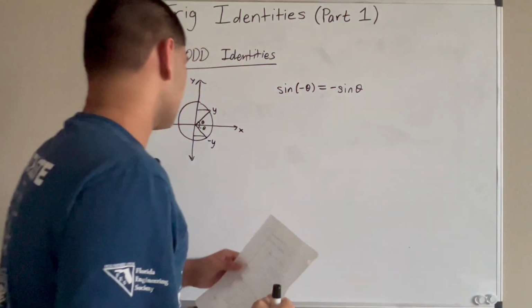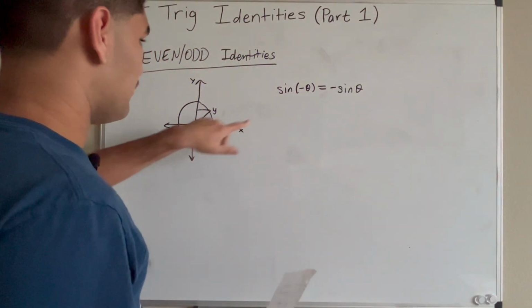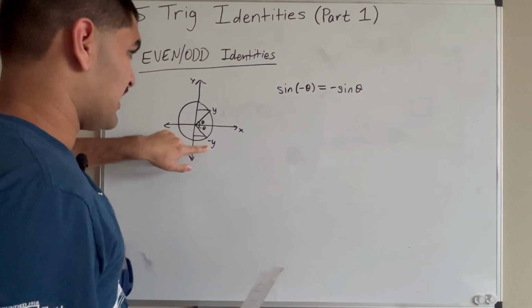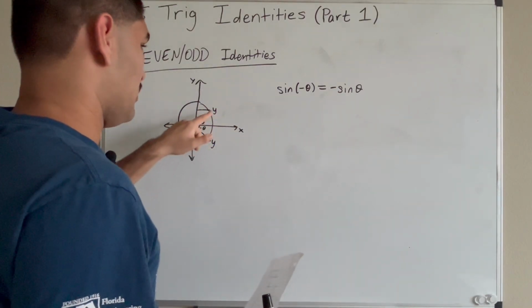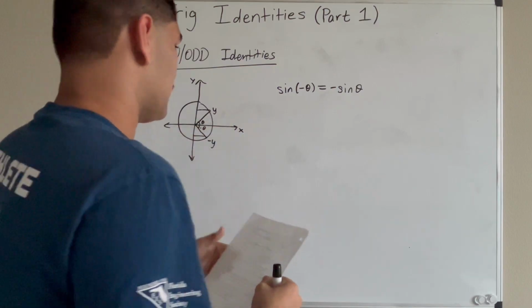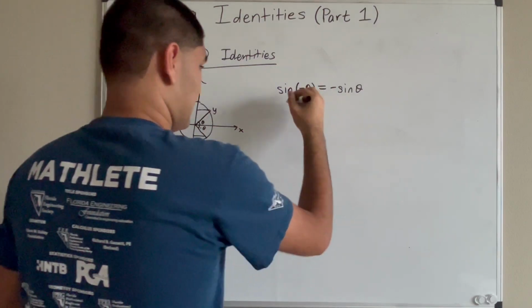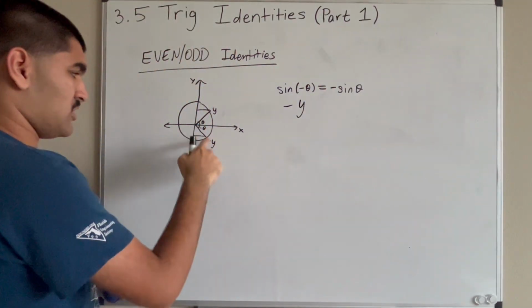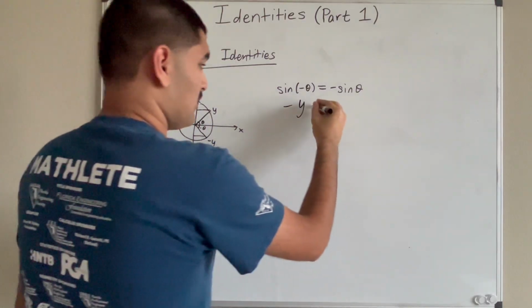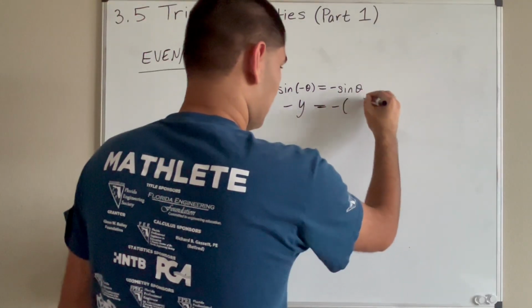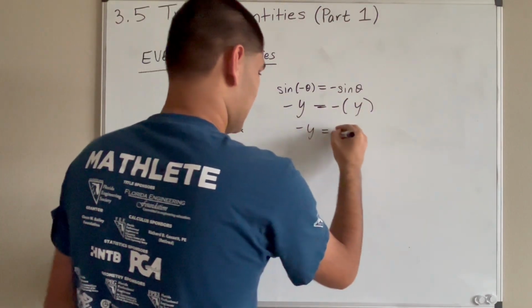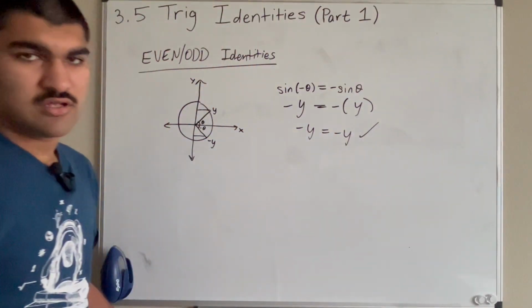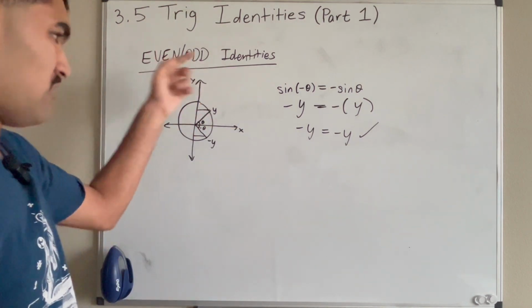So basically, if we take sine of negative theta, that's negative y, right? And then sine of theta is y. So sine of negative theta is negative y, from our picture. And then negative sine of theta is negative y. So you get negative y is equal to negative y. Check, right? So this is the first odd identity.